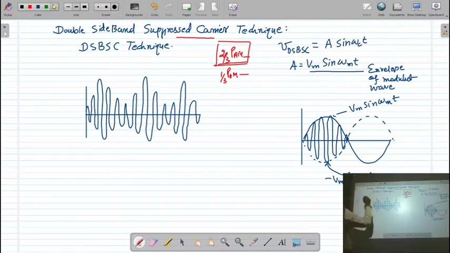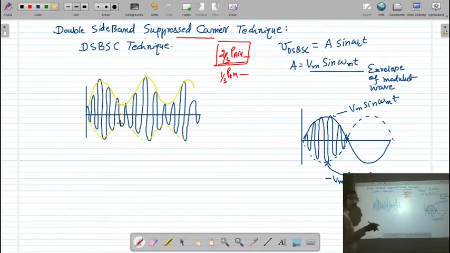Here, if you see, where is the positive envelope? The positive envelope is here. Where is the negative envelope? It is here. Now, what is the difference between both the waves? You can see that the positive envelope is not crossing the zero. Here, it is going to be a minimum, but it is not crossing the zero. Same way, the negative envelope is also not crossing the zero. They are going to be a minimum.